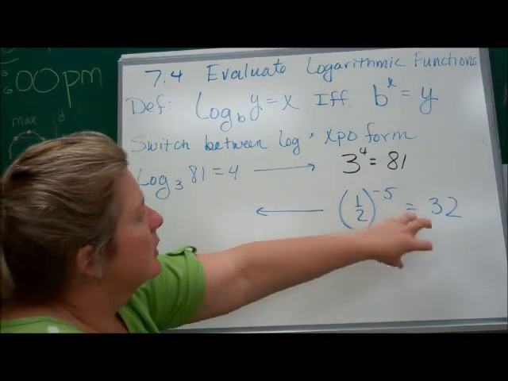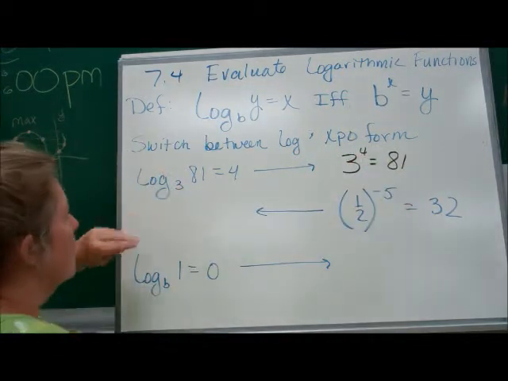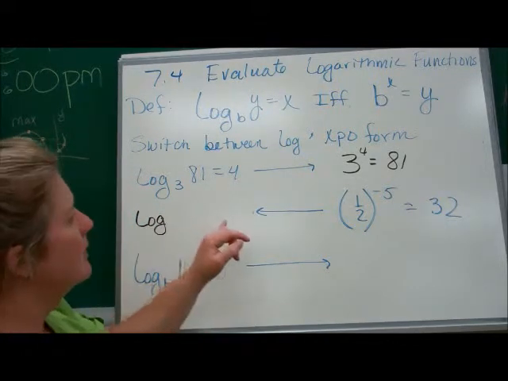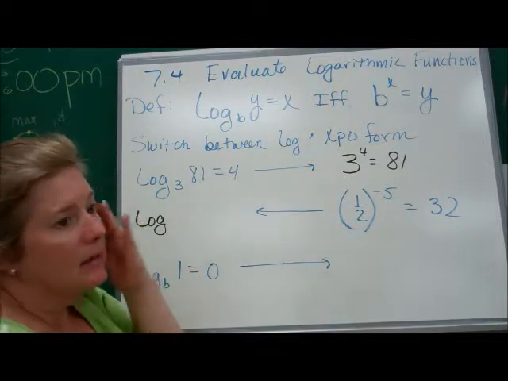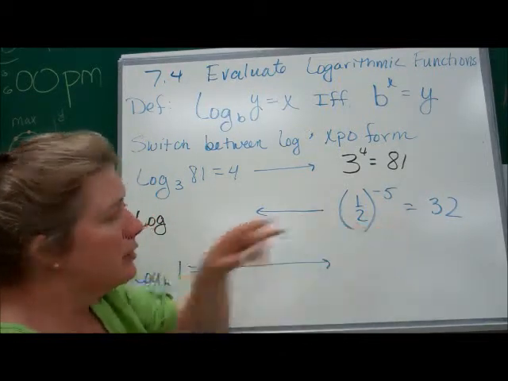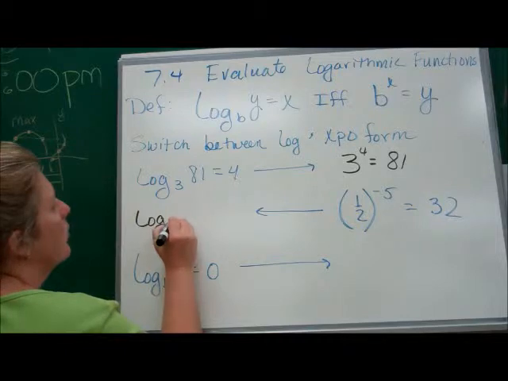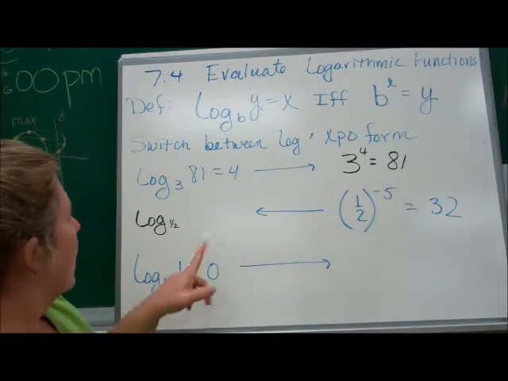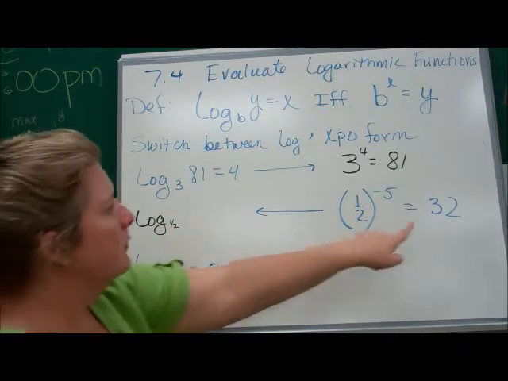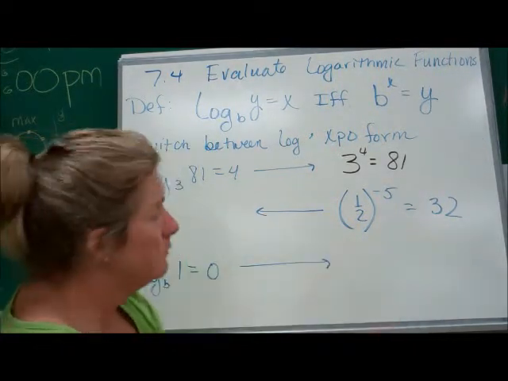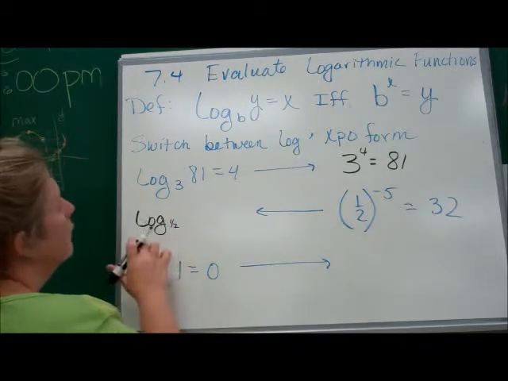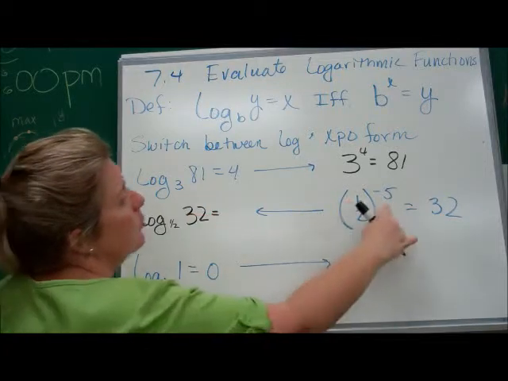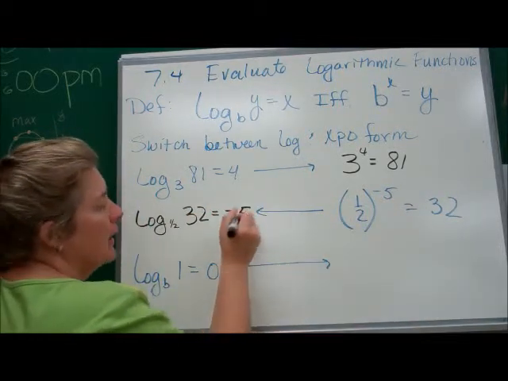Coming back the other way, here it's in exponential form. Let's switch it to logarithmic form. So we start by writing the log, and now the base. Well, what number is the base of the exponent? There's the exponent, so there's the base. So the base is the 1/2. Now, the argument of the log is what it equals over here. So log base 1/2 of 32 is going to equal the exponent, which is -5.